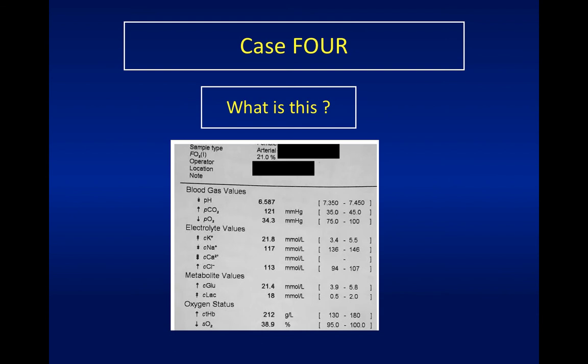PCO2 is very high, suggesting respiratory acidosis. Lactate's incredibly high, and there is no bicarb there. So I suggest it's combined metabolic respiratory acidosis. What do you think about potassium? Potassium's extremely high, 22. So that's unlikely to be compatible with life.